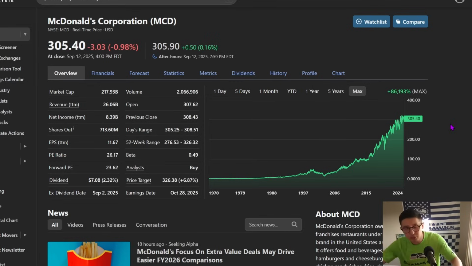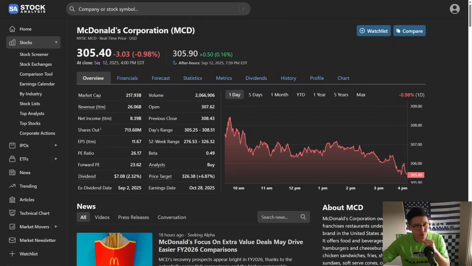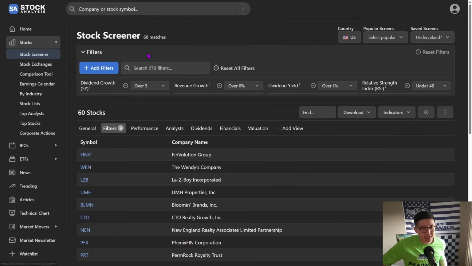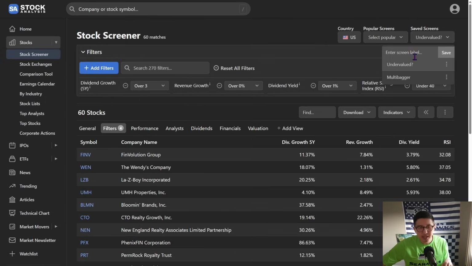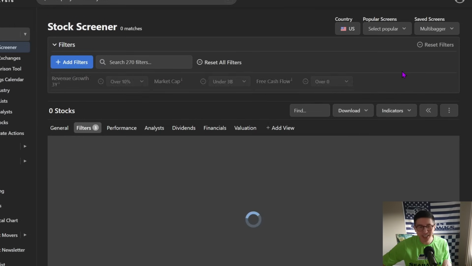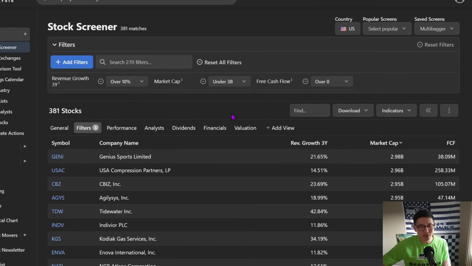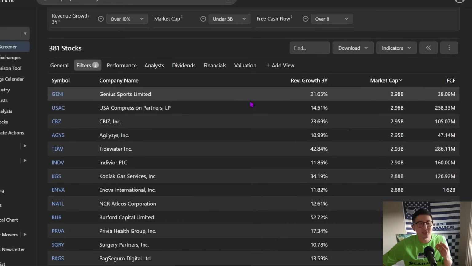And now I'm going to show you how to use the stock screener to screen and look for potential 10 baggers. So if we jump on over to the stock screener page, I already pre-saved it. It's titled multi-bagger. These are the indicators and filters that I like to apply. I like to look at their revenue growth for the past 3 years, and I want to make sure that they're not a giant company.